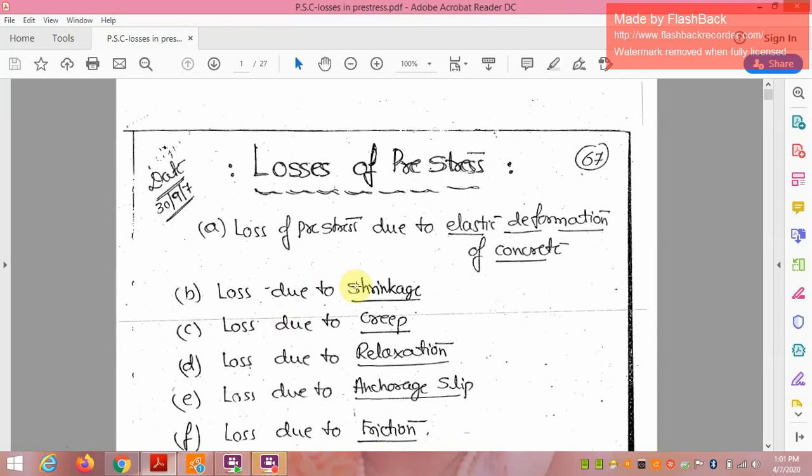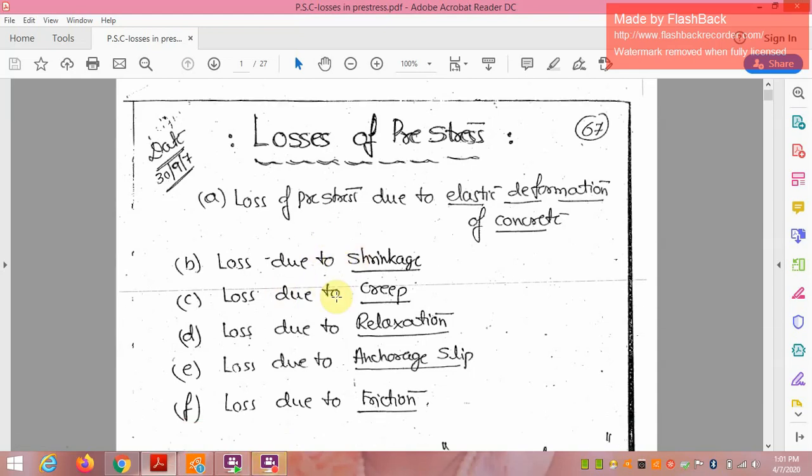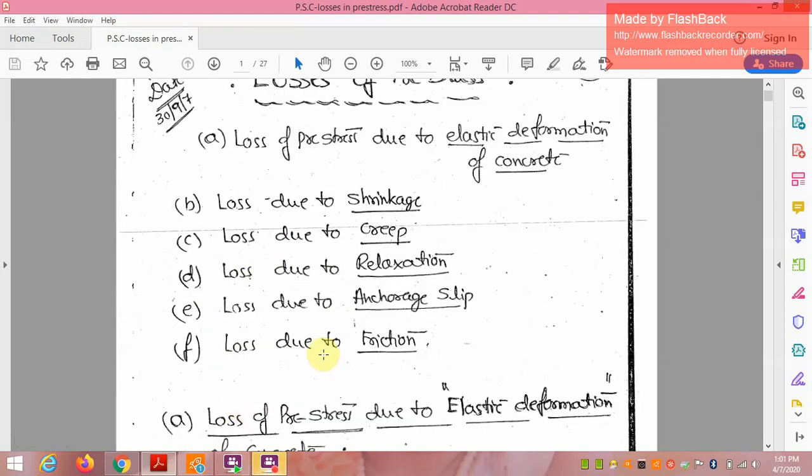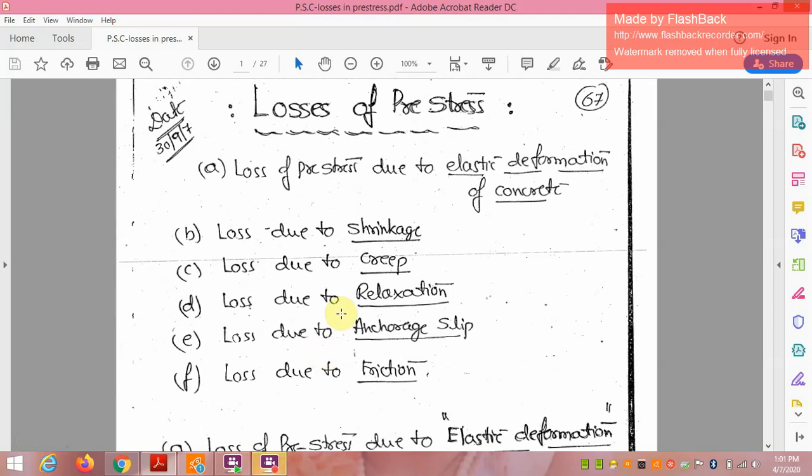Losses of pre-stress. Losses of pre-stress in the PSC member. Okay. So there are one, two, three, four, five, six losses which are the major losses in pre-stressed concrete.